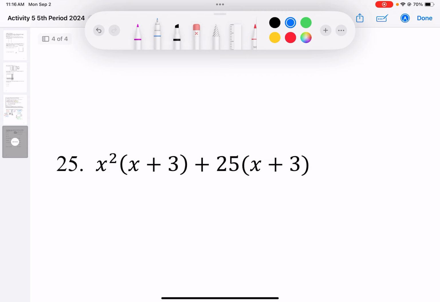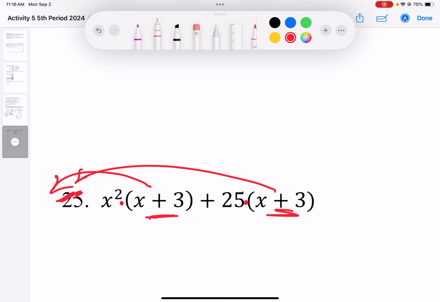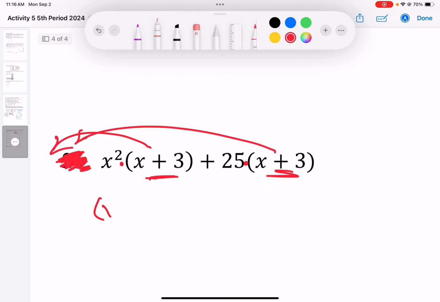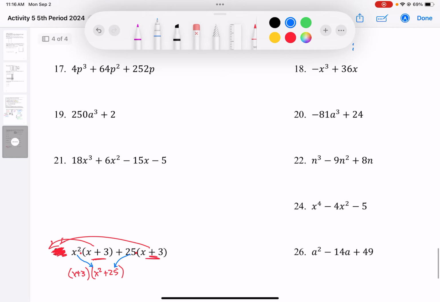Okay, what I have is x squared, and I'm multiplying this unit right here. So what I can actually do is bring those out. Remember that 25 is just the number 25. It's not part of the problem. So I've got that x plus 3, and then what I have left is x squared plus 25. So that comes from there, that comes from there. So this is what we're trying to do with the factor by grouping.